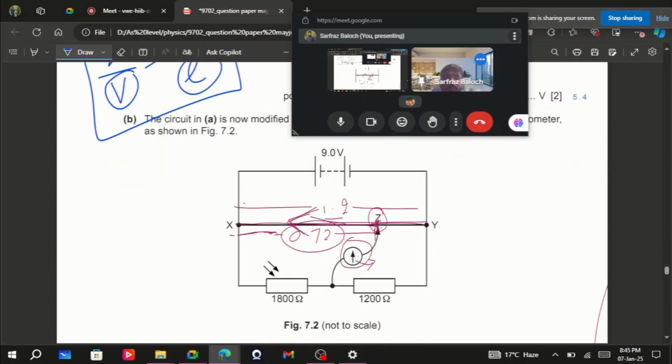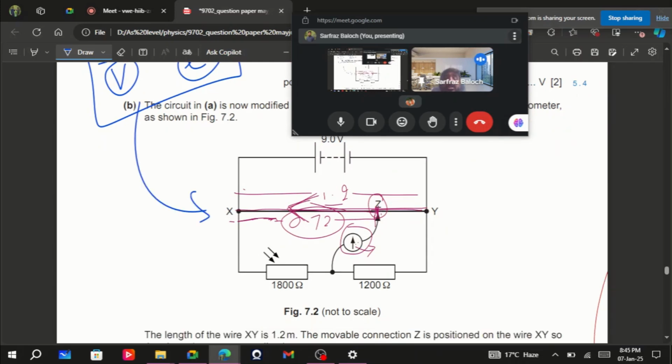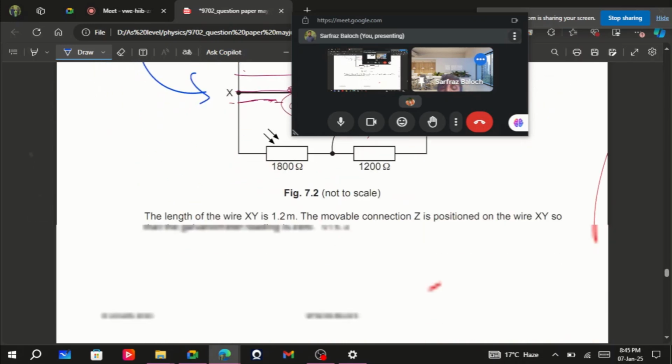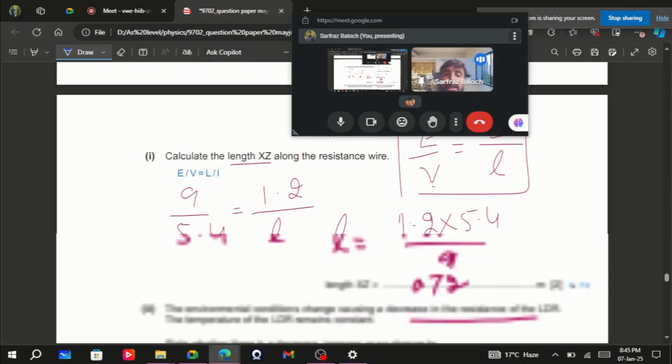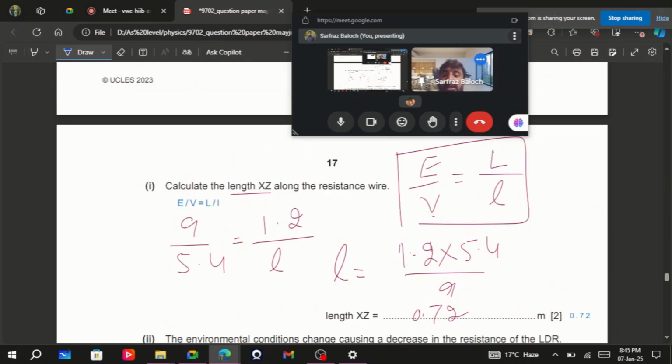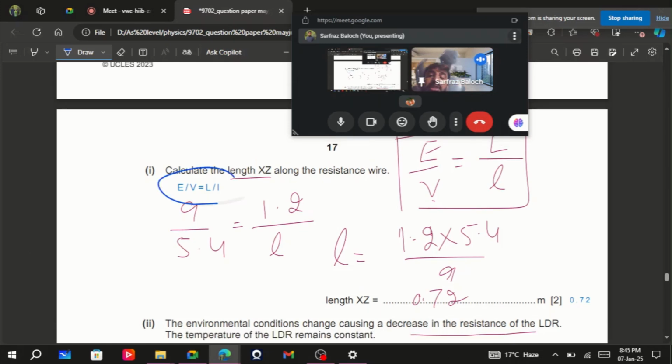By the way, in this figure you can use this for a question where the wire has some length. Next, here you can see, in this question you have that relation.